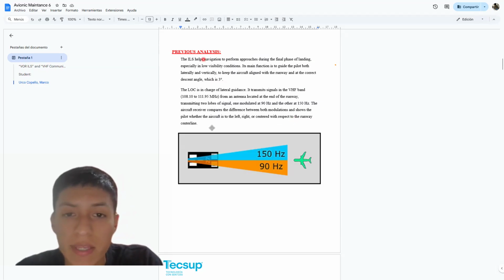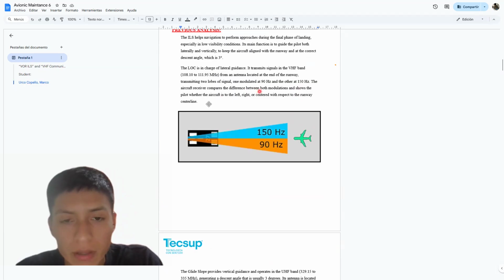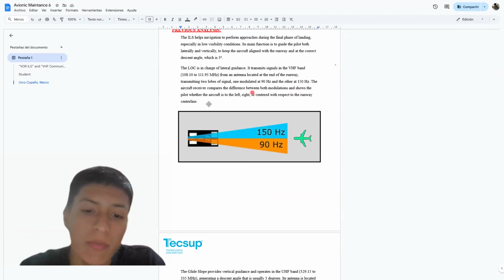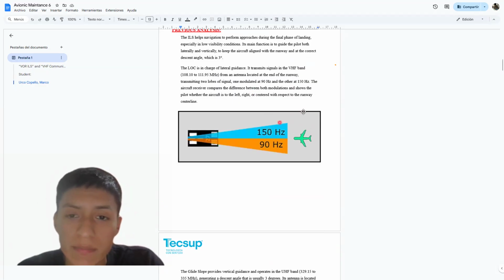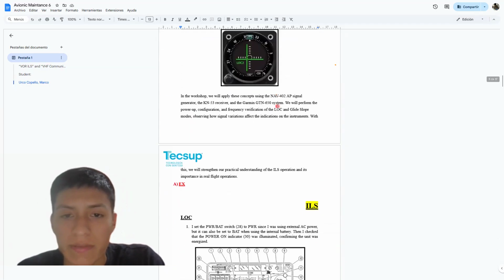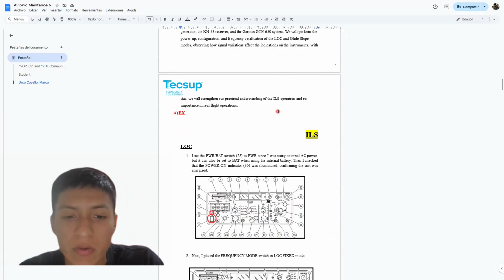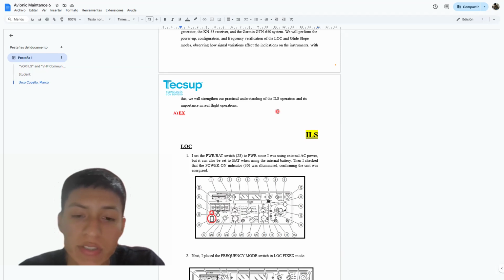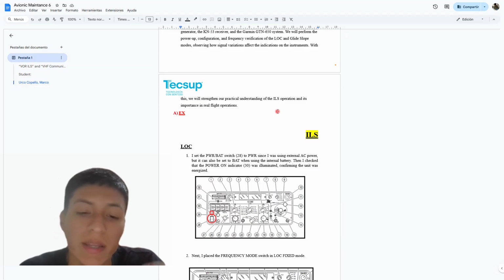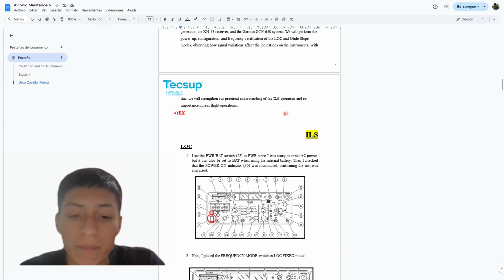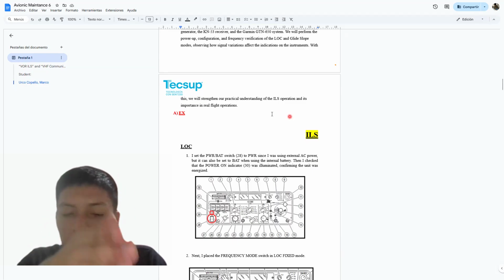Next, for the ILS, we use two main systems: the localizer and the glide slope. In the ILS localizer, the signal operates in the VHF band and provides horizontal guidance, helping the aircraft stay aligned with the runway centerline.